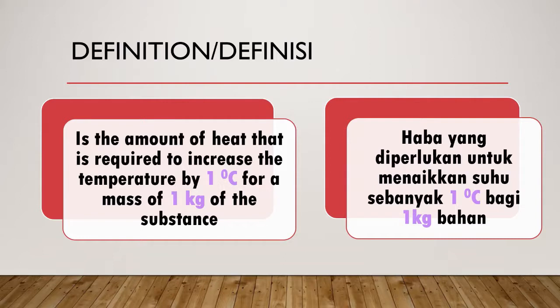If you notice, the definition of the specific heat capacity is a bit the same as the definition of heat capacity, but with the addition of 1 kg. The heat capacity of an object is the amount of heat that is required to increase the temperature of the object by 1 degree Celsius. That is the definition of heat capacity.